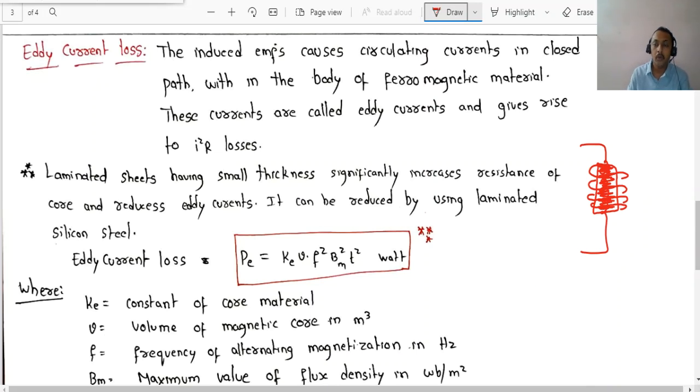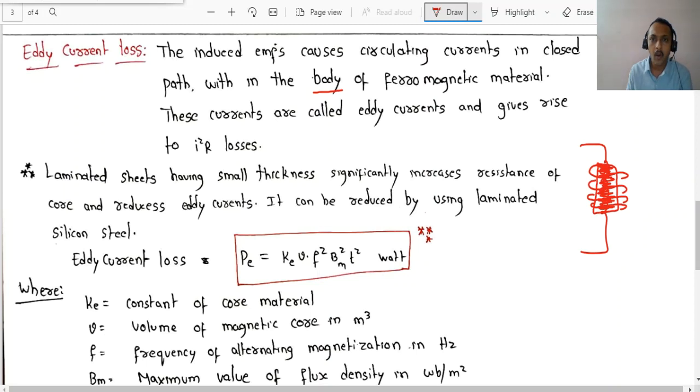Now, some amount of flux will also be linking these ferromagnetic materials. The body of the core will also be cut by the flux. Because of that, some currents will be established. Those currents are called eddy currents.